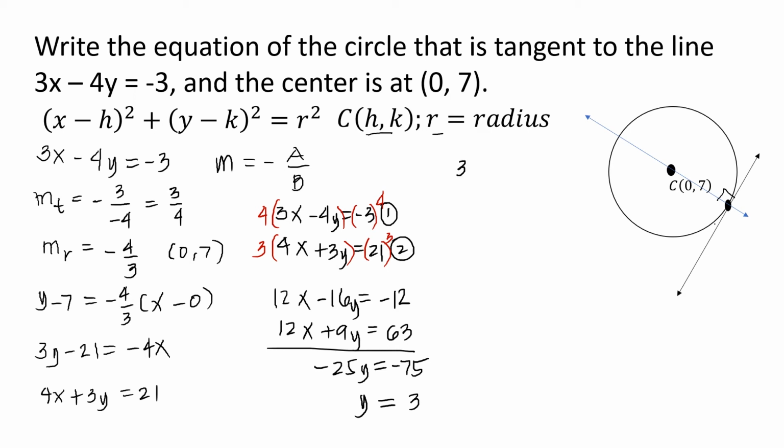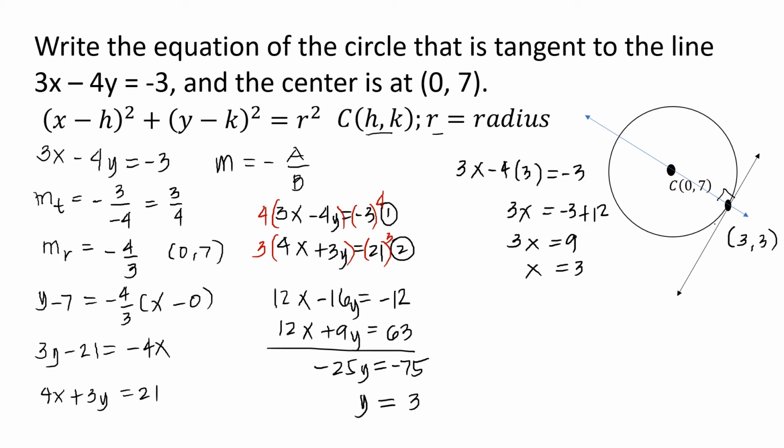So we have 3x minus 4 times 3, that is y, is equal to negative 3. So we have 3x is equal to negative 3 plus 12, that is adding 12 to both sides of the equation. Then 3x is equal to 9. Dividing both sides by 3, we have x is equal to 3. Hence, the point of tangency is at point (3, 3).